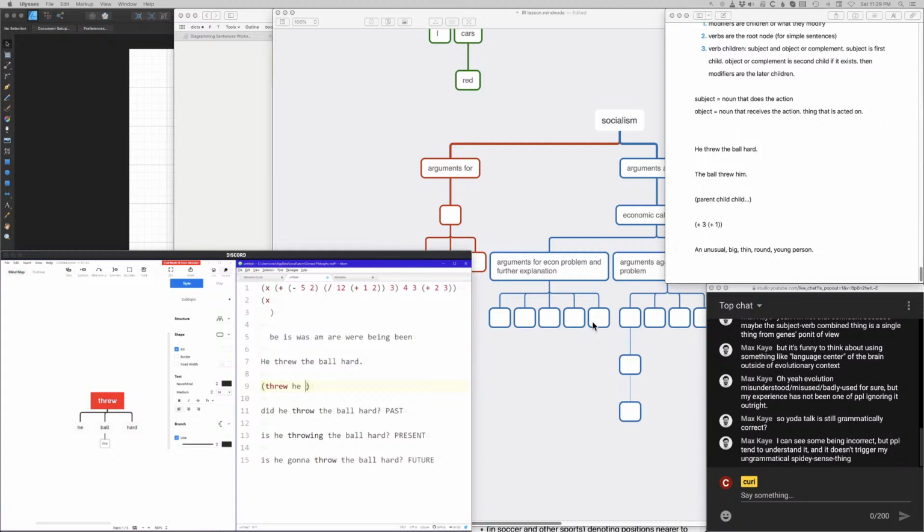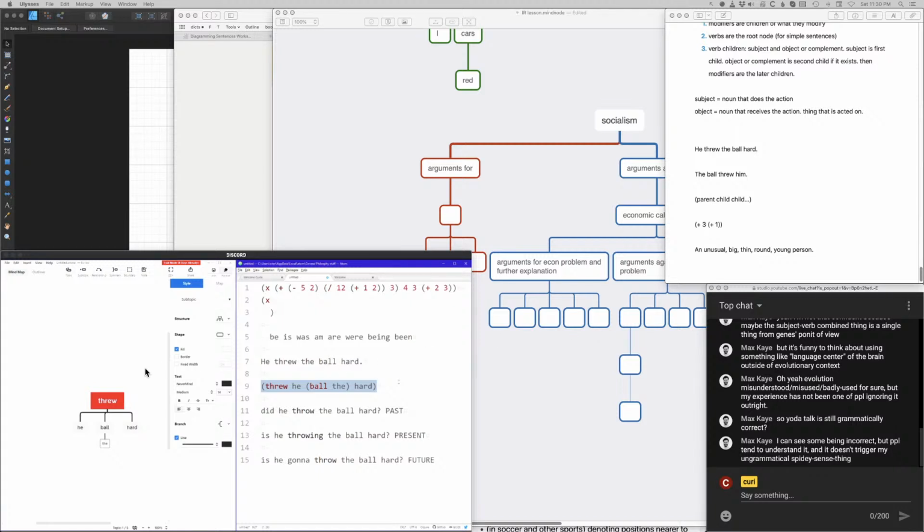Okay, and then how can I do it here? Okay, so through, he, ball, hard, and then under ball is the. Wait, why is there two ends? Okay, I think this is the written version as well. Yes, correct.